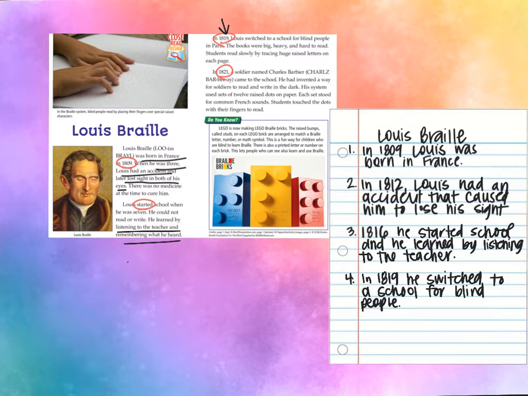In 1821, a soldier named Charles Barbier came to the school. He had invented a way for soldiers to read and write in the dark. His system used sets of 12 raised dots on paper. Each set stood for common French sounds. Students touched the dots with their fingers to read. Okay, so is there something important that happened there? This to me sounds like it's setting up the story for something important that's going to happen later on. So I definitely want to add that on there. So that would be our 5th event in 1821.